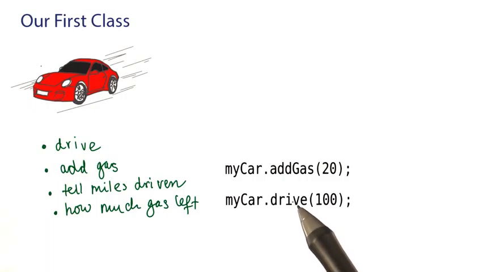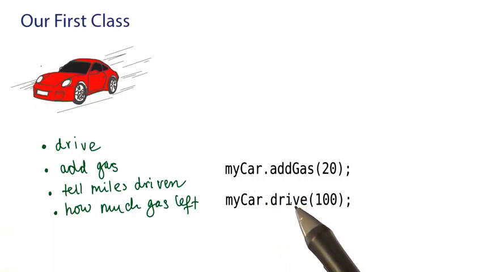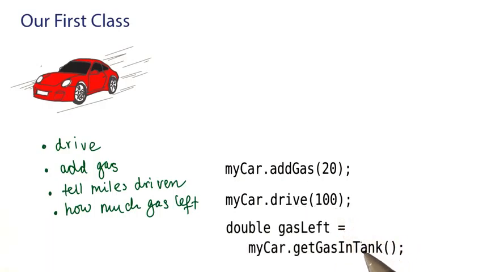To make the car drive, call the drive method on the car, and of course one has to say for how long to drive, and here we say 100 miles. And then I might want to find out how much gas is left in the tank after that, so I again use the myCar object, invoke the getGasInTank method. It returns the gas level and I store that in a variable.